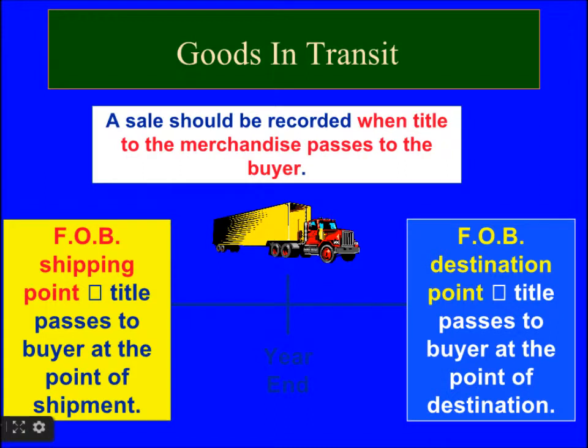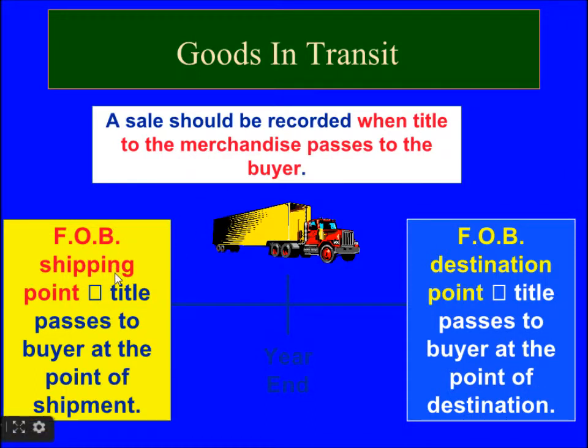Goods in transit. There are two kinds of point where title of the purchased product passes from the seller to the buyer. First is FOB shipping point, wherein the title passes to the buyer at the point of shipment. This happens when the buyer pays for the shipping. An FOB destination point is where the title passes to the buyer at the point of destination.